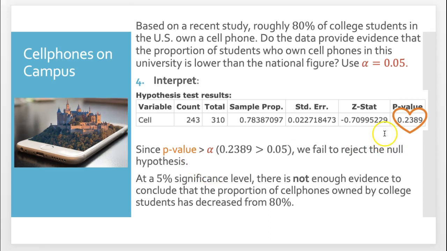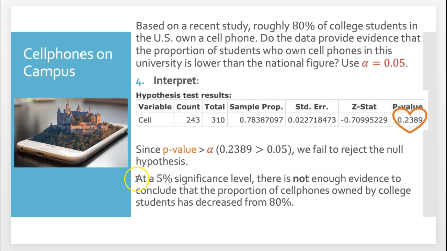What this is saying is that, assuming 80% is the true proportion, the probability of observing our data is roughly a 23%, or 24%, chance. So it's pretty likely that we observe this sample proportion, given that the true proportion is 80%, because remember, these sample proportions are centered around the true proportion. So now we made our decision: to fail to reject the null hypothesis.